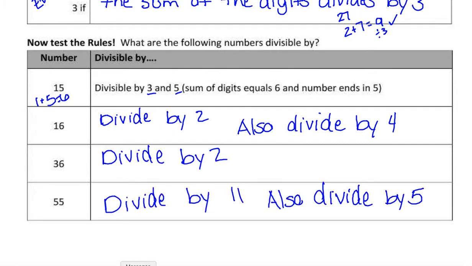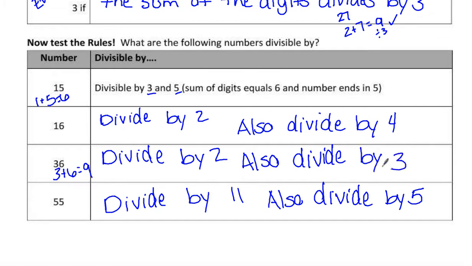And here are your answers for those. So 36 is even, so you can automatically divide it by 2. Another one that I just saw is if you take 3 plus 6 and you add it together, you get 9. So this also can be divided by 3 because 3 can divide 9. And then 55 is a double, so it can divide by 11, but because it ends in 5, it can also be divided by 5.